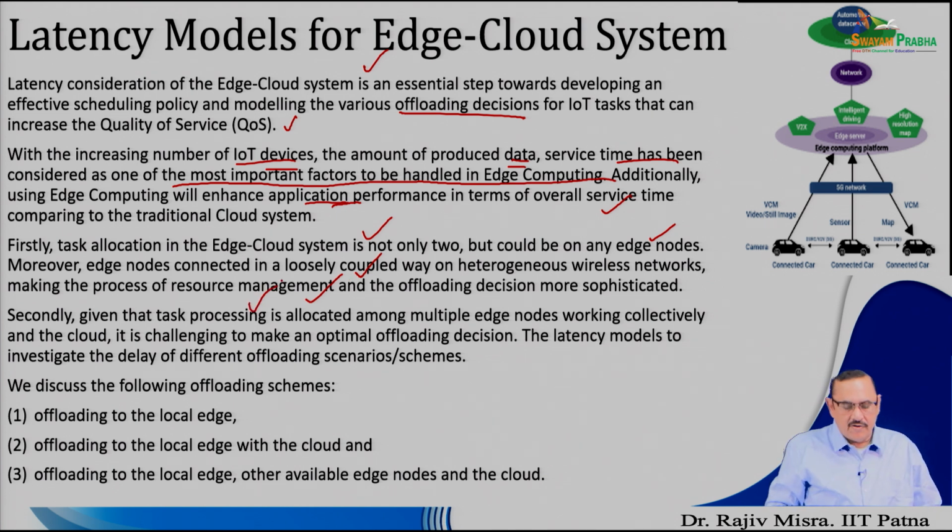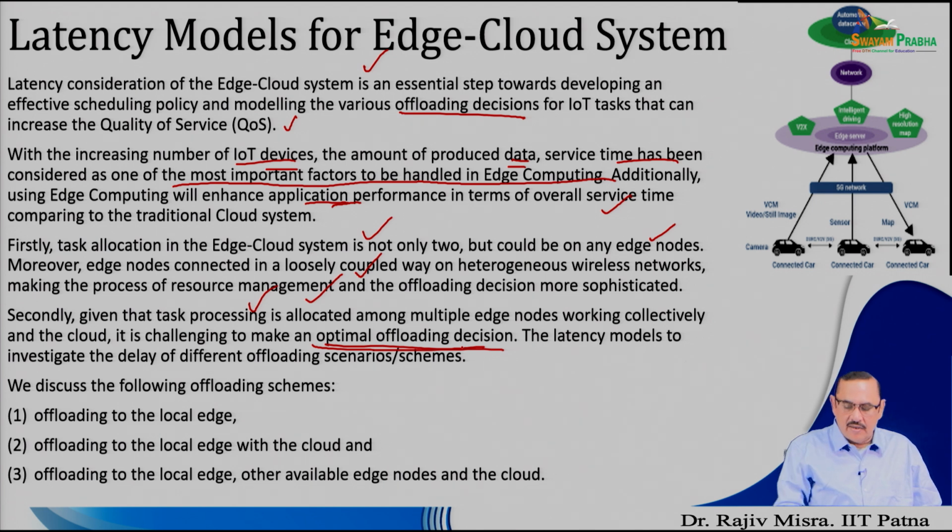This particular task offloading is allocated among multiple edge nodes working collectively and at the cloud. So, it is challenging to make this optimal offloading decision, whether it is to be done at the edge or at the cloud. So, what is that optimal offloading decision to be made?